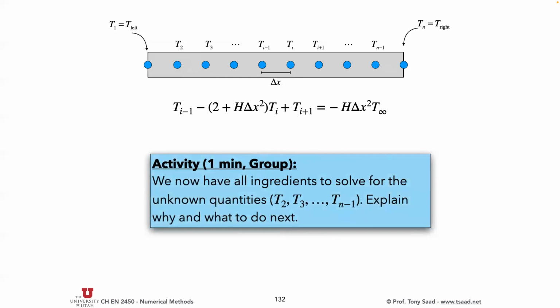So now I claim that we have all the ingredients to solve for the unknown quantities, T2, T3, all the way to Tn minus 1. If you agree with me, I'd like you to explain why and what to do next. And if you disagree with me, I also would like you to explain why and what to do next.